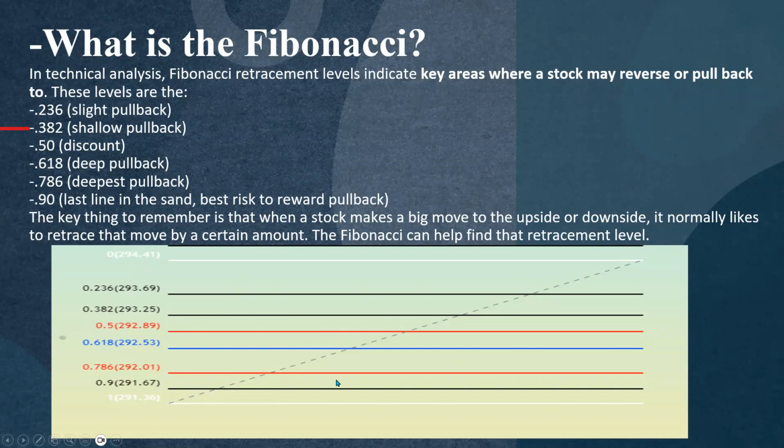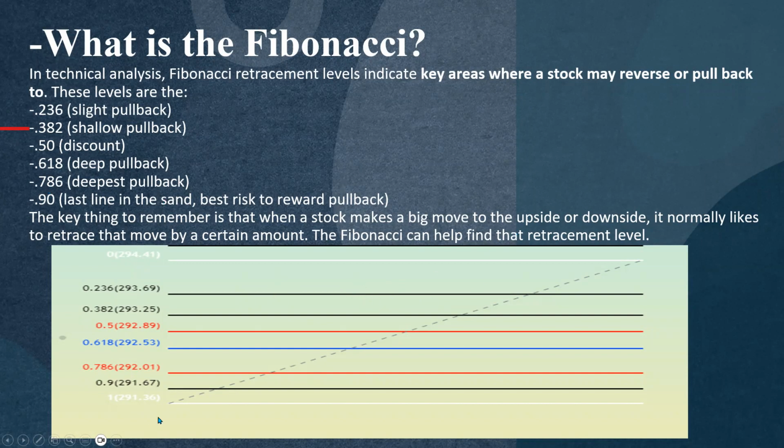We also have the 0.786. This is going to be your deepest pullback. This is when a lot of people might start to say the rally is over or the sell-off is over, this or that. But really, you'll see it happen a lot. You'll start catching buys around here and then it just takes off.